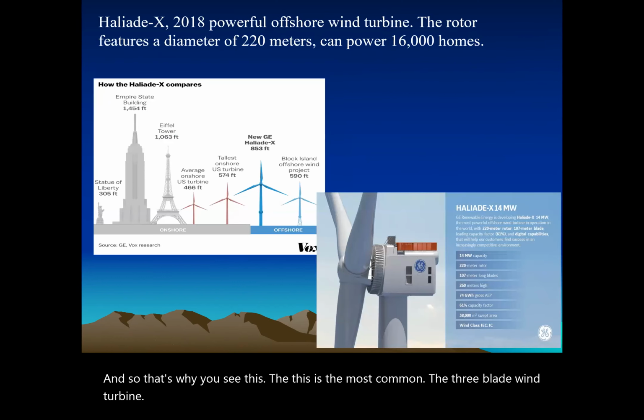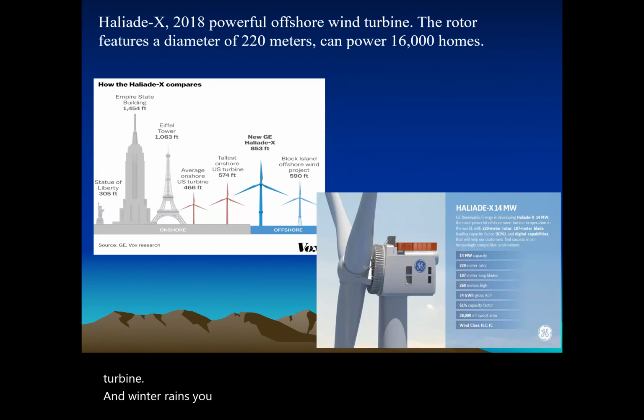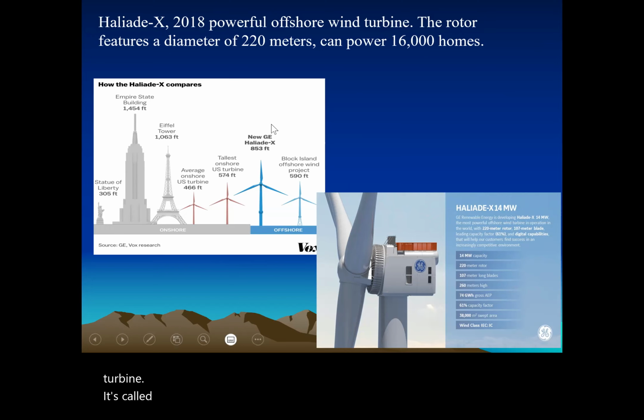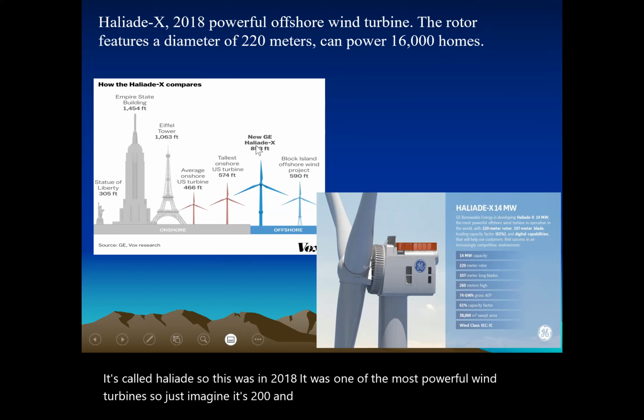And wind turbines have tremendous potential. They make a lot of energy, and they have also grown in size over the years. So here is an example of a wind turbine. It's called Haliade, from 2018. It was one of the most powerful wind turbines. So just imagine, it's 220 meters, almost the size of the Eiffel Tower.